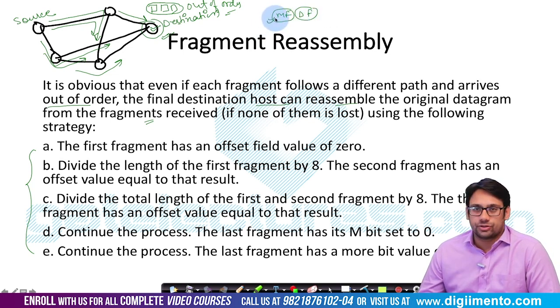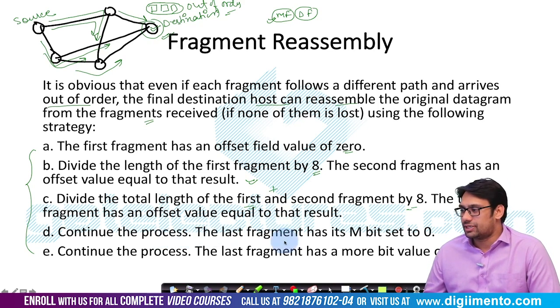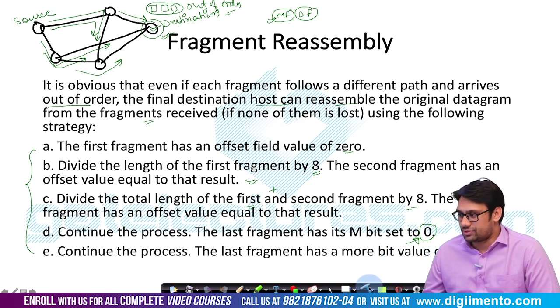So here we are checking the MF field, and we have the offset for the datagrams. The first fragment has an offset field value of 0. Then divide the length of the first fragment by 8, and the second fragment's offset will be equal to that result. Then divide the total length of the first plus the second fragment by 8, and the third fragment has its offset value equal to that result. Continue this process until the last fragment, which has a more fragment bit value of 0.